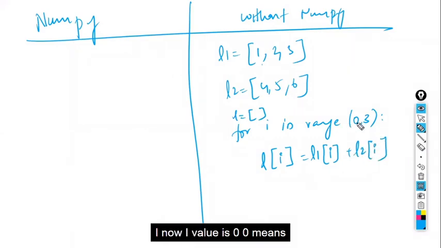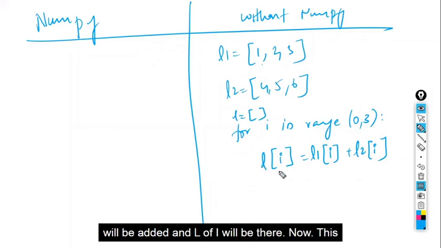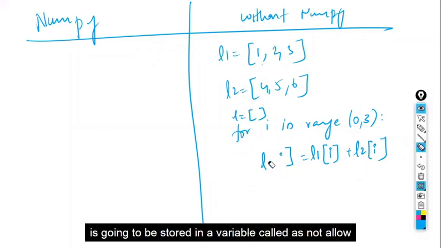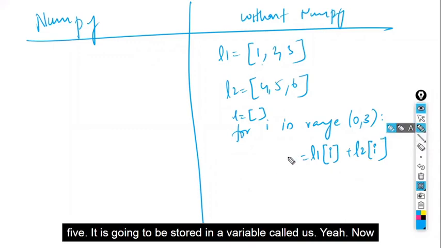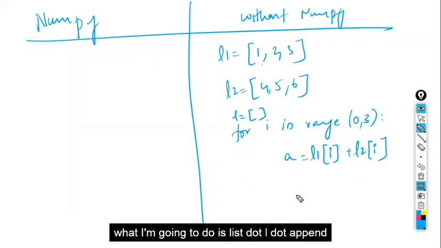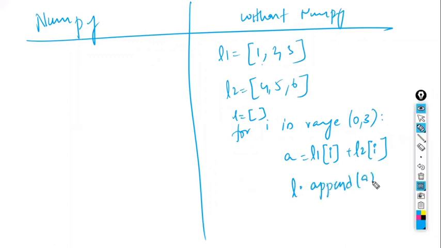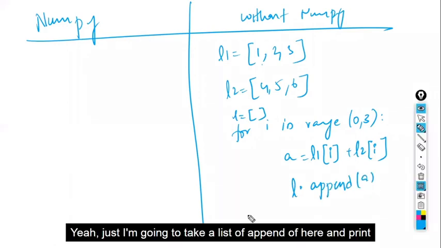Now the i value is 0. L1 of 0 is 1 plus L2 of 0 is 4. These both will be added, and this is going to be stored in a variable called A. Now I'm going to do L dot append of A, and print L.